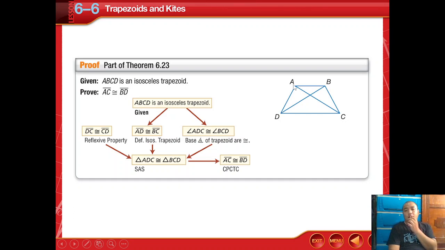Angle ADC is congruent to angle BCD, since base angles of an isosceles trapezoid are congruent. Then triangle ADC is congruent to triangle BCD by SAS, the side-angle-side theorem. Therefore, AC is congruent to BD, because congruent parts of congruent triangles are congruent. That's the proof for theorem 6.23 that the diagonals of an isosceles trapezoid are congruent.